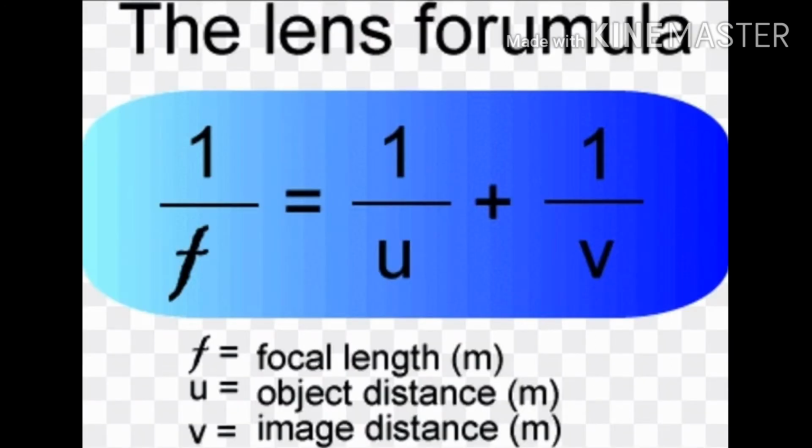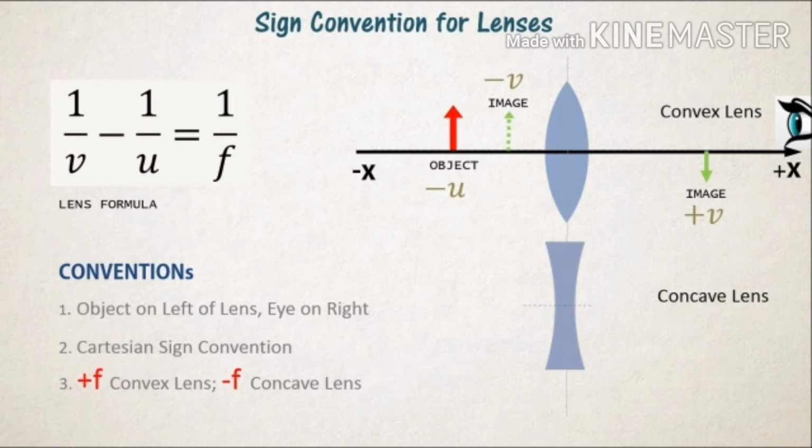Now let us learn the lens formula. This formula gives the relationship between object distance, image distance, and focal length. The formula is 1/f = 1/v - 1/u, where v is the image distance, u is the object distance, and f is the focal length of the spherical lens. We can solve numerical examples based on this formula, but it is necessary to use the sign convention properly while solving the numericals.